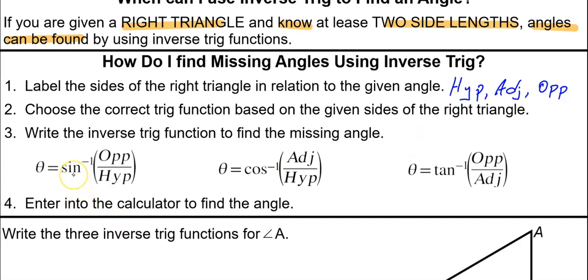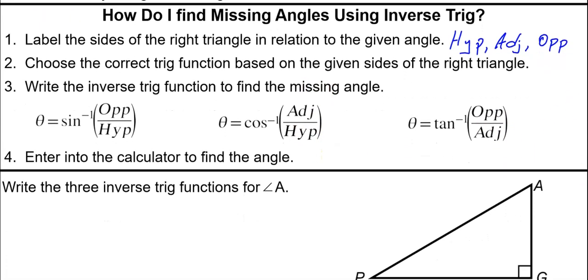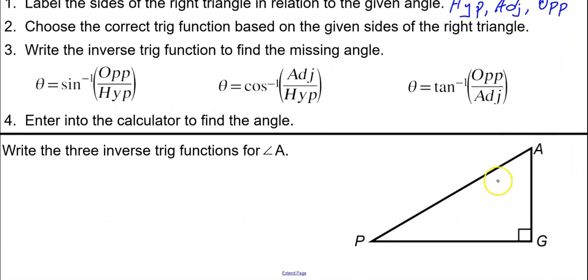Now, inverse trig function, if you look right above your sine, cosine, and tangent key, the inverse trigs are going to be those ones that look like they're being raised to the -1 power. All right, so we're going to make our angle, theta means angle, we're going to use inverse sine is opposite over hypotenuse, inverse cosine is adjacent over hypotenuse, and inverse tangent is opposite over adjacent. And then we're just going to put them into our calculator, and the calculator will help us find our angle.